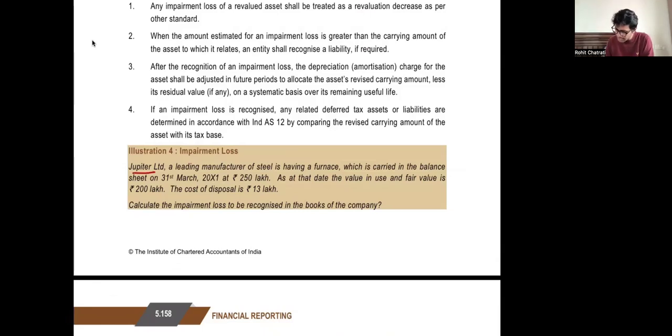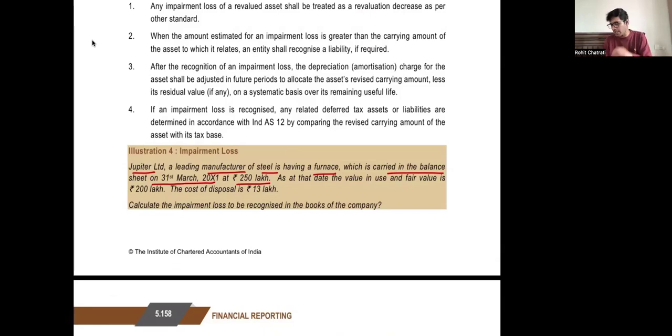Jupiter Limited, a leading manufacturer of steel, has a furnace which is carried in the balance sheet on 31st of March 2021 at 250 lakhs. So there is an asset which is a furnace. In the previous example, that asset was a building. Over here, the asset is a furnace, carried at 250 lakh rupees. This 250 lakhs represents historical cost less any accumulated depreciation charged until 31st of March 2021.